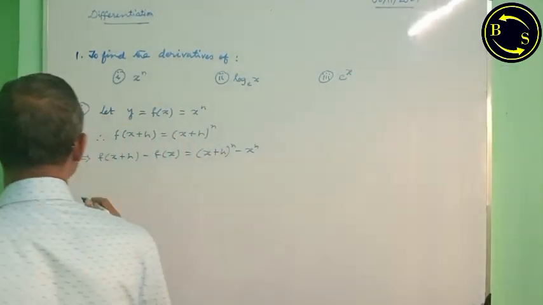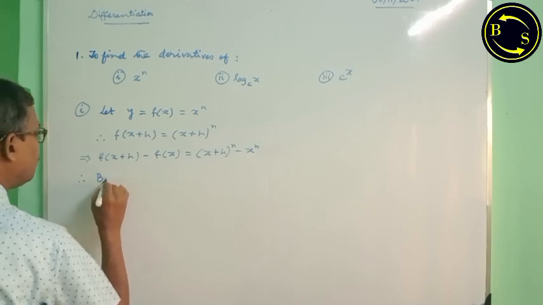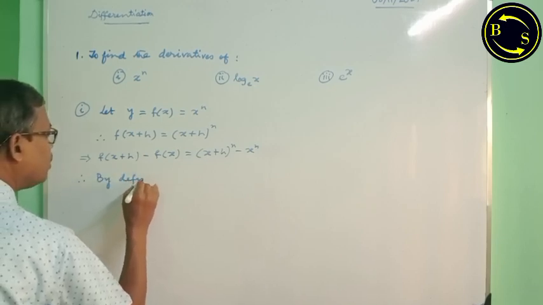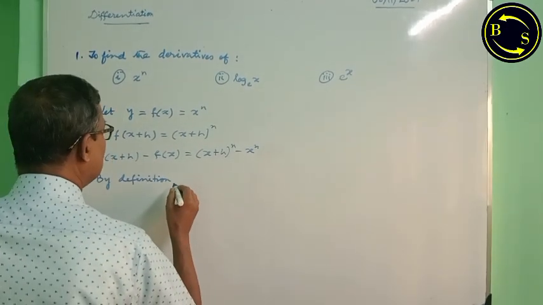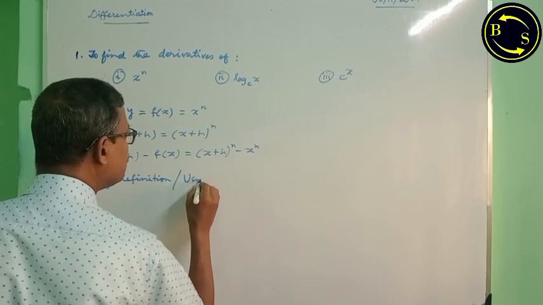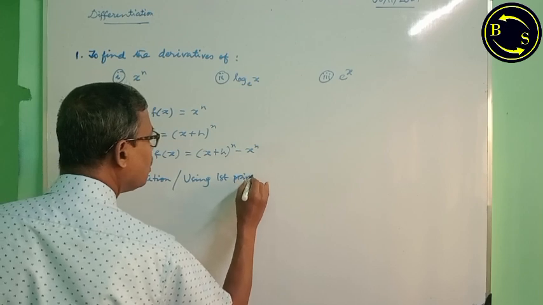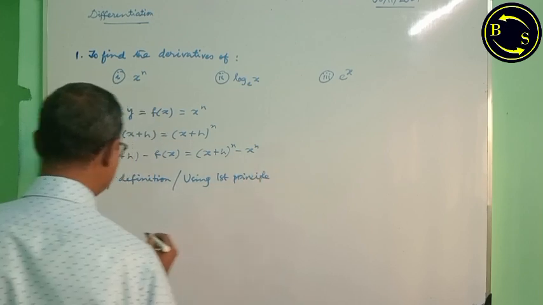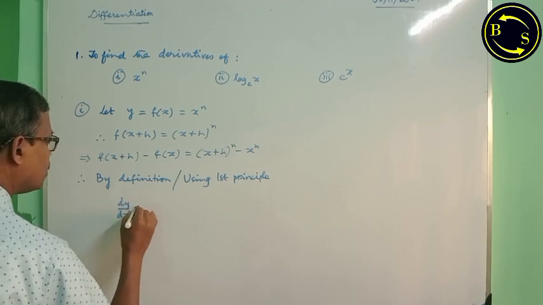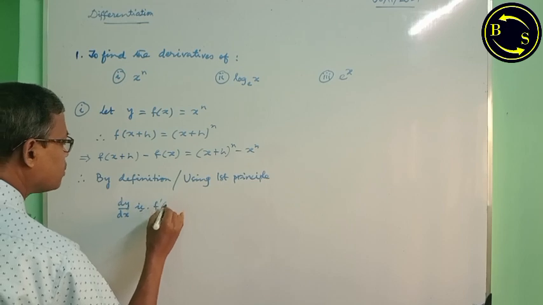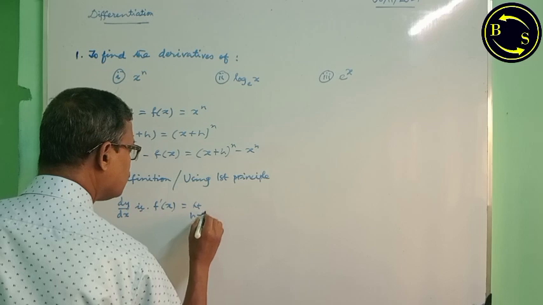Therefore, by definition, also it is used as using first principle, dy by dx, that is f dash x is equal to limit h tends to 0.